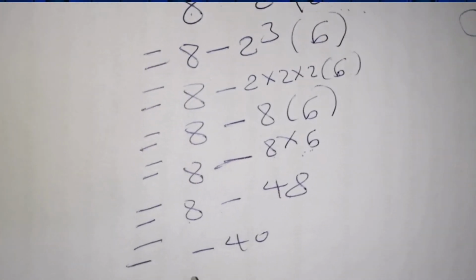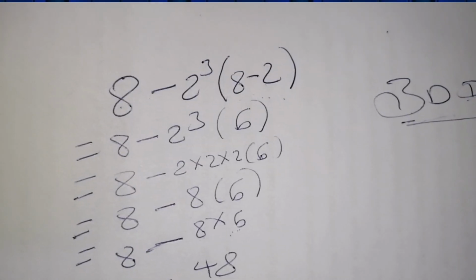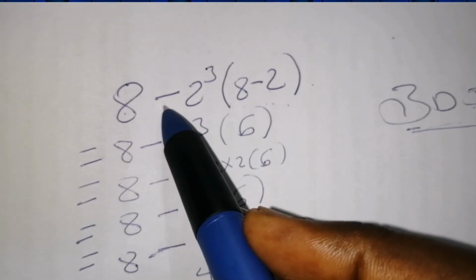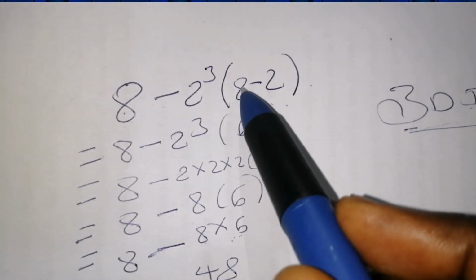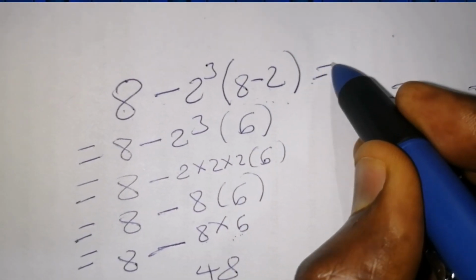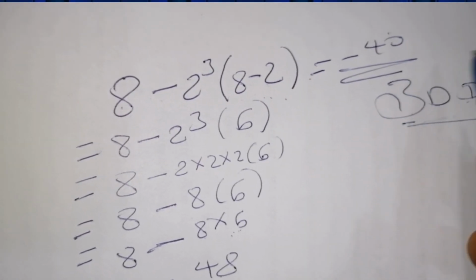Therefore, 8 minus 2 to the power of 3 times (8 minus 2) equals negative 40. Good. Let's see the next question.